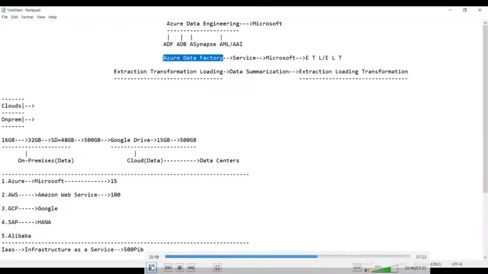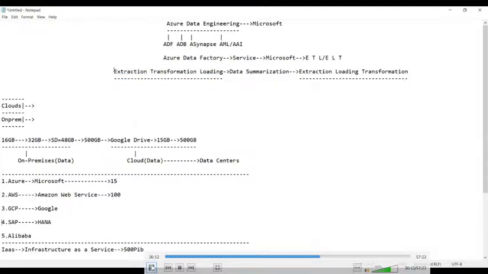As we know, Azure Data Factory is a service provided by Microsoft to perform the job of ETL, which stands for extraction, transformation, and loading. So now, guys, let us see what exactly extraction, transformation, and loading do with the help of an example.